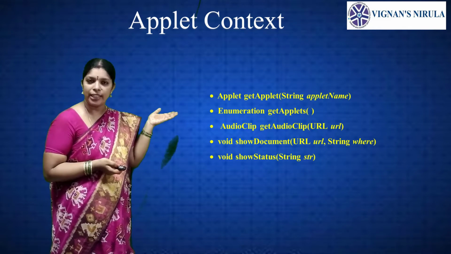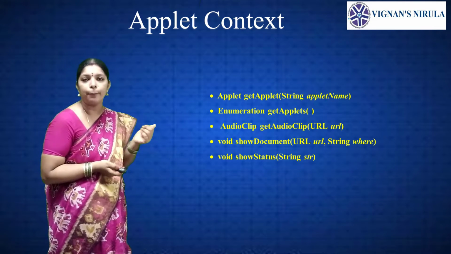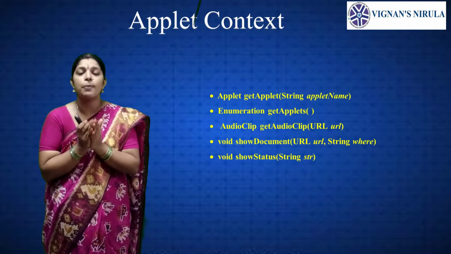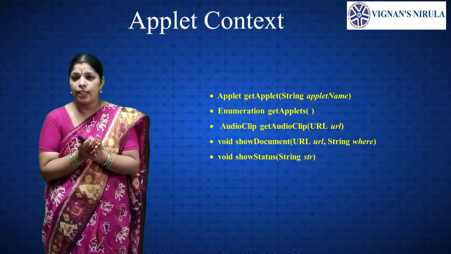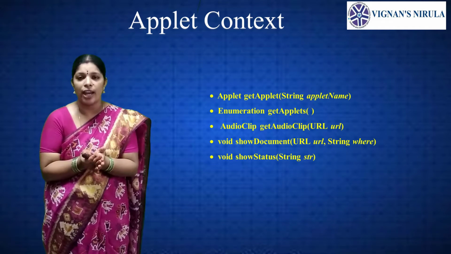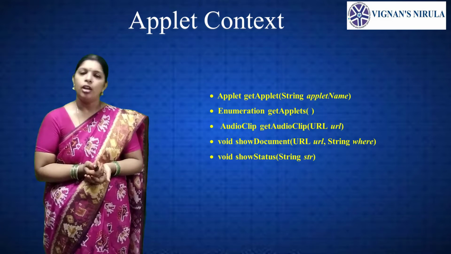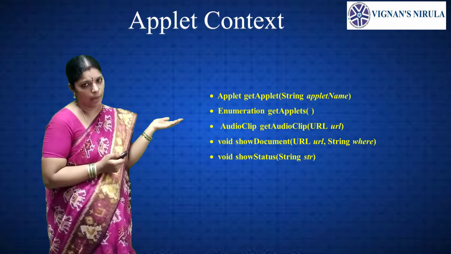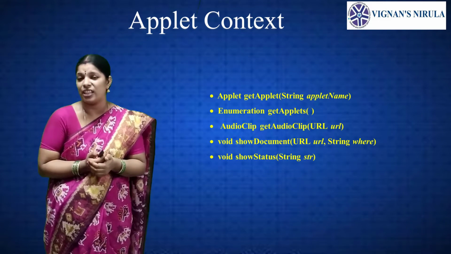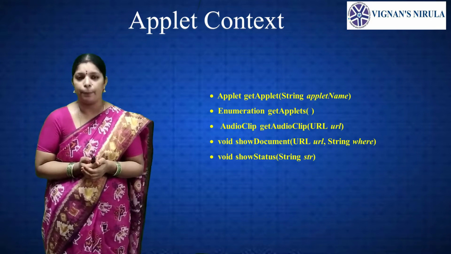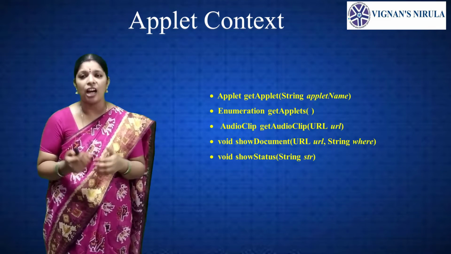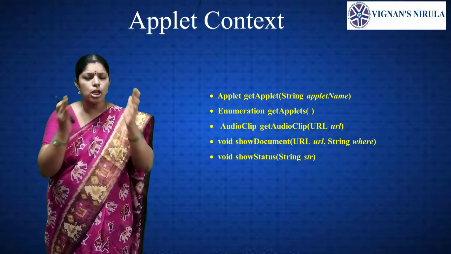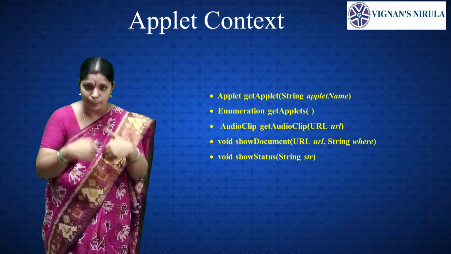Let's see some of the methods in the AppletContext. What is the first one? Applet getApplet(String appletName). This method returns the applet specified by appletName if it is within the current applet context. Otherwise, it returns null. Next, Enumeration getApplets. This enumeration contains all of the applets within the current applet context. We have the features of all applet programs in the current applet context.